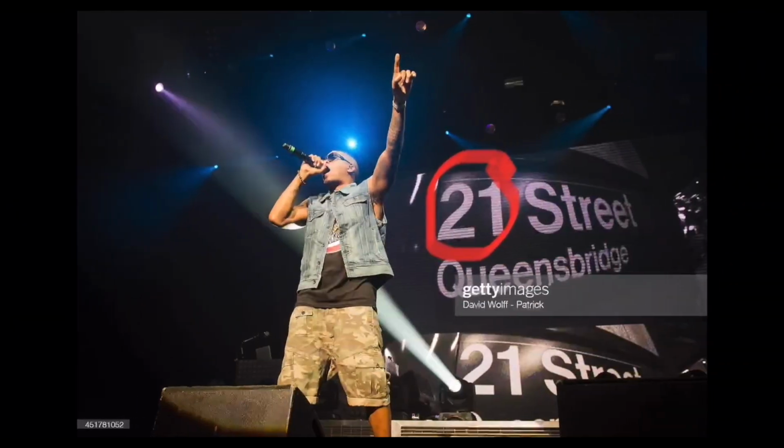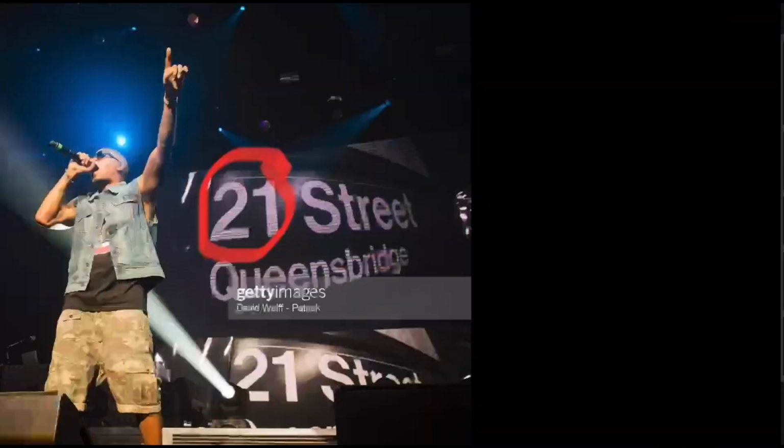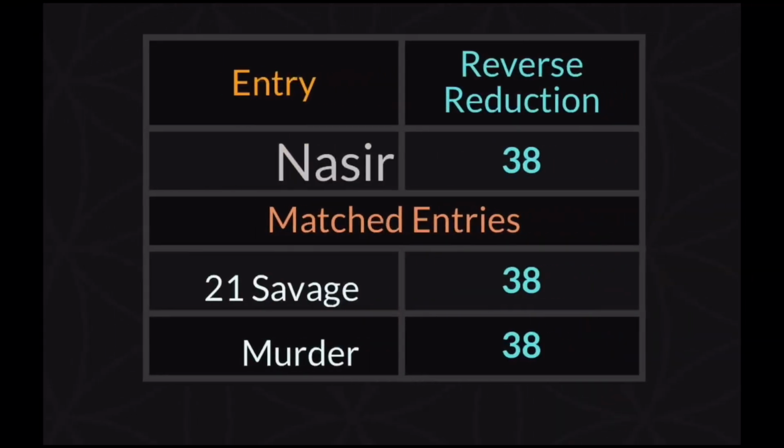And when I was doing research for this video, I saw this picture of Nas performing, and in the background it says 21 Street. And right now he has beef with 21 Savage. So there's a lot of weird connections between them. This really shows that their beef has been scripted for a very long time. And to top it off, Nasir is Nas's real name. And Nasir equals 38, just like 21 Savage and murder. So I wouldn't be surprised if one of these characters gets killed.